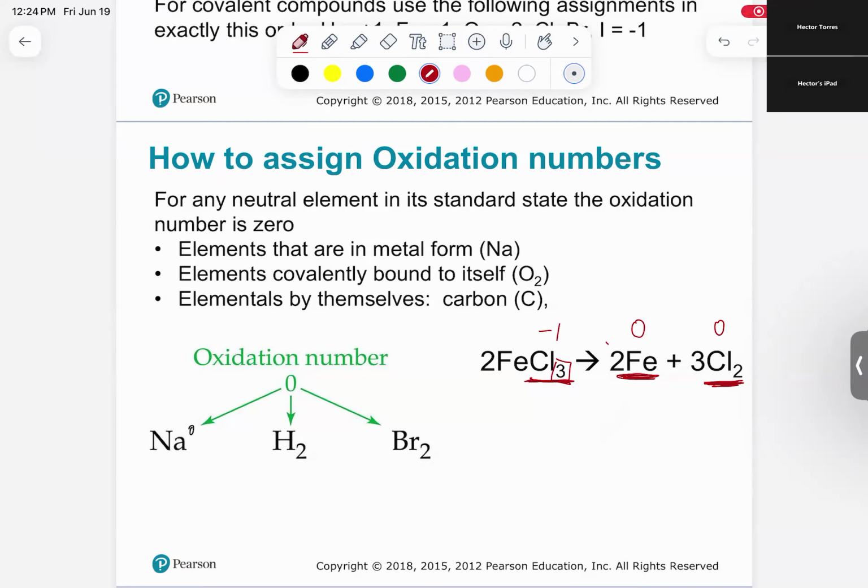So for Fe, Fe is a transition metal, so we can't know right off the bat what value it has. Instead, we'll look at Cl. It has a -1 charge. There's 3 of them, so in total, that's -3. So -3 on the Cls. Fe has to be a +3 to balance that charge. So that's how we're going to tell what our oxidation numbers are. And that's how we apply this: any neutral element in its standard state, the oxidation number is 0.